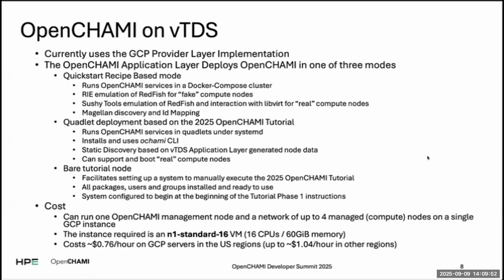And then finally, we have a bare tutorial node mode. This is set up to allow people to deploy a VTDS system and then run through the OpenShami tutorial, the 2025 OpenShami tutorial, on it. And that allows for manual execution of the tutorial. All packages, users, groups, and so forth are installed and ready to use. And the system is configured to begin at the beginning of the tutorial phase 1 instructions when it's done deploying.